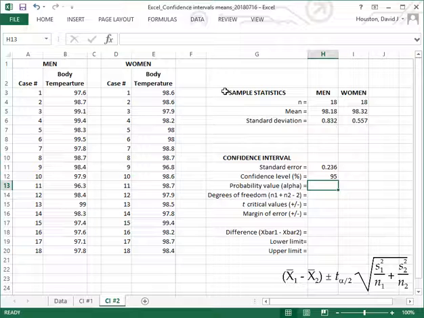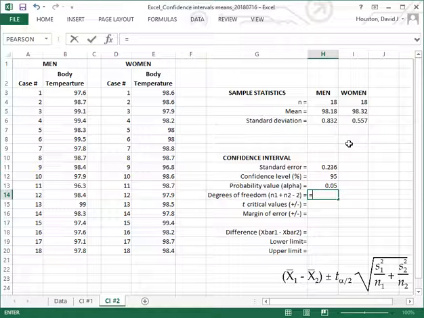Let's use a 95% confidence interval for the first example here. The probability value is going to be 1 minus that confidence level. Of course, we have to divide it by 100, I should say. I got ahead of myself there. And there we have 0.05 for our probability value, or the alpha value.